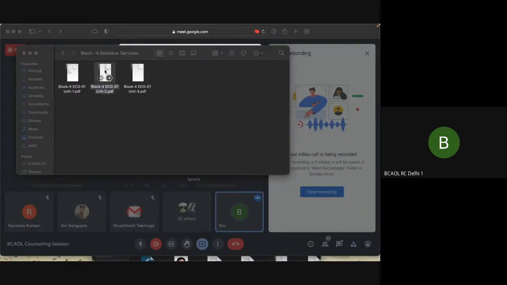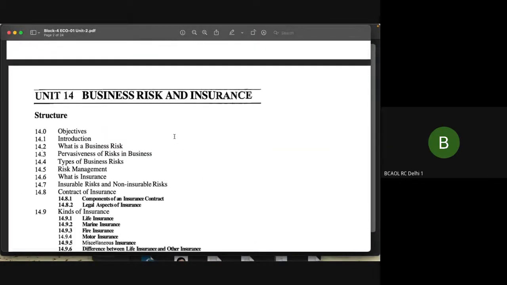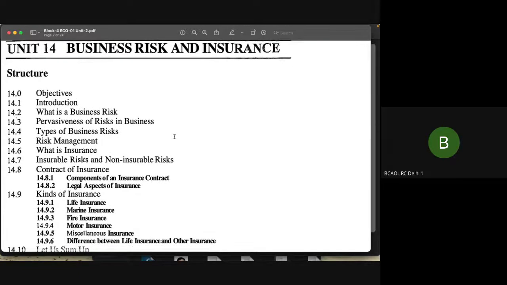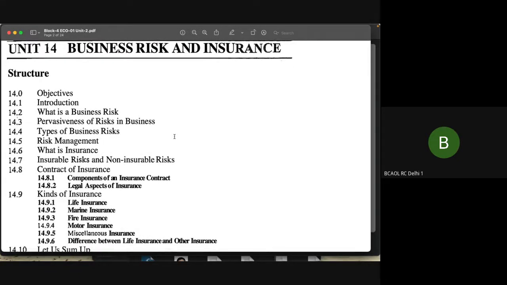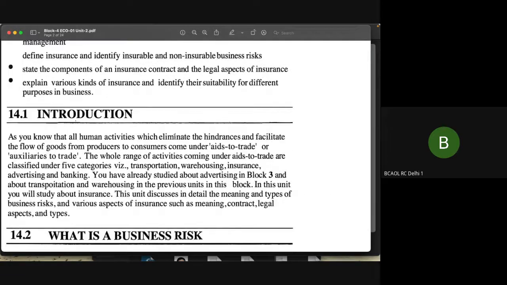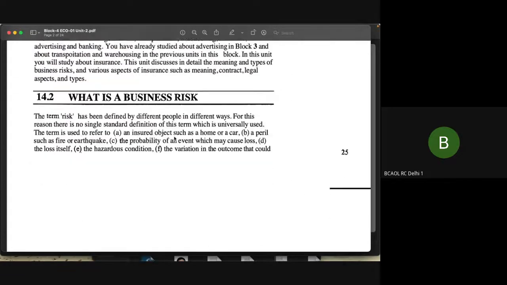Now coming to the next unit, that is your insurance. When I started these classes, I told you guys that risk is pervasive. It's everywhere in a business, and you cannot eliminate risk, but very surely you can mitigate it, meaning you can reduce the risk but you cannot completely eliminate it. So what is business risk? Business risk is something that you don't know about. Fear of the unknown.